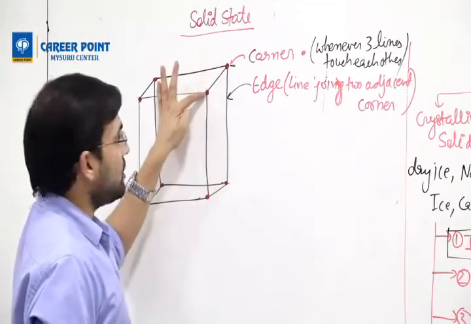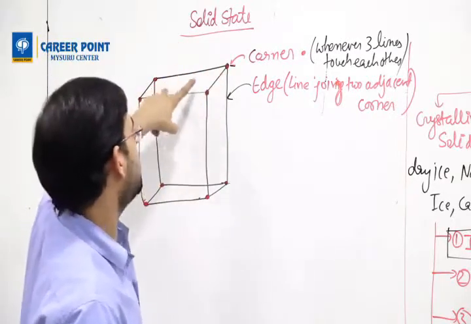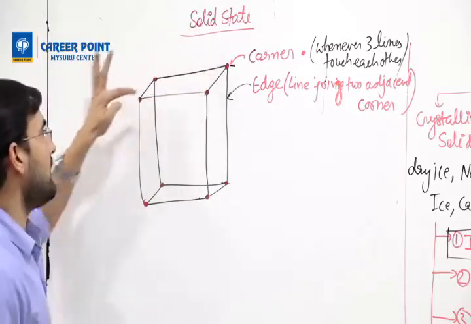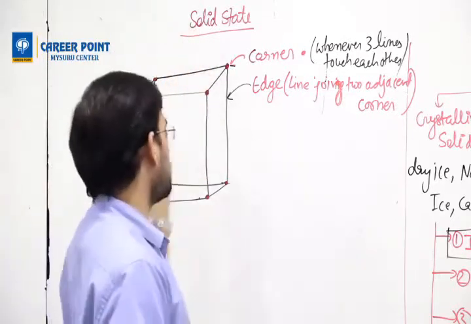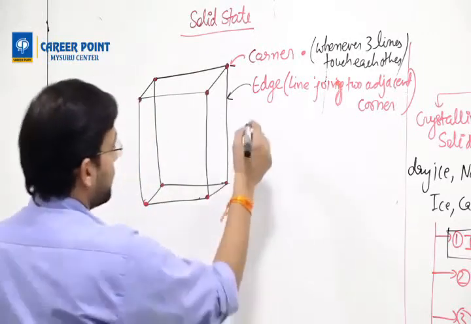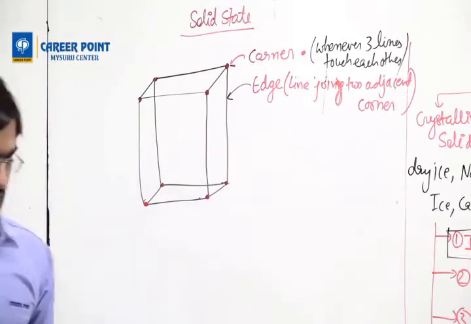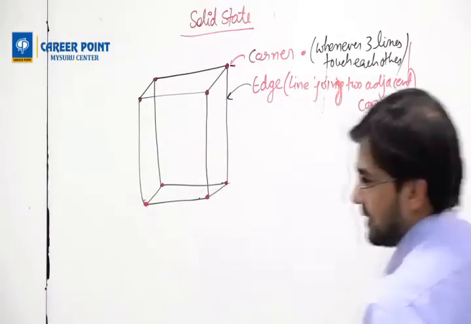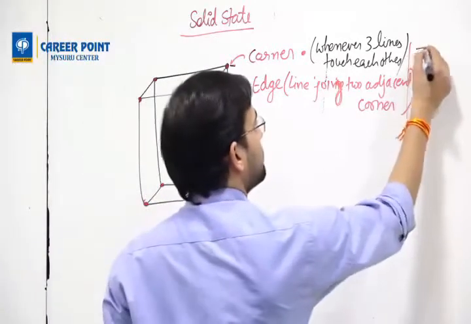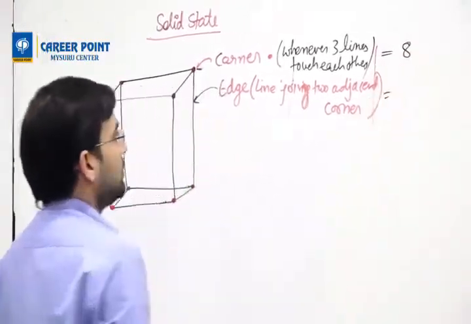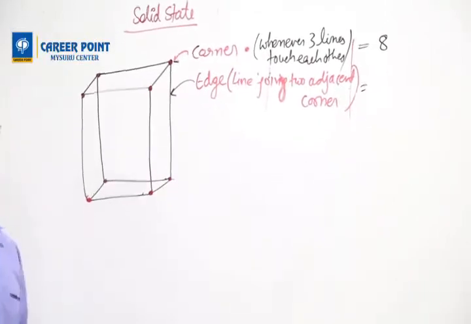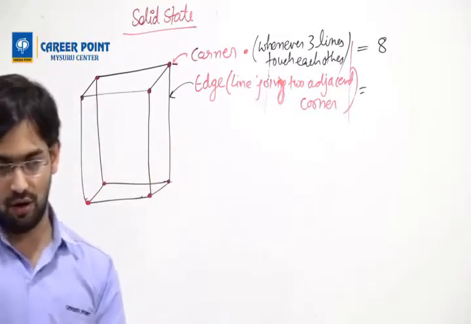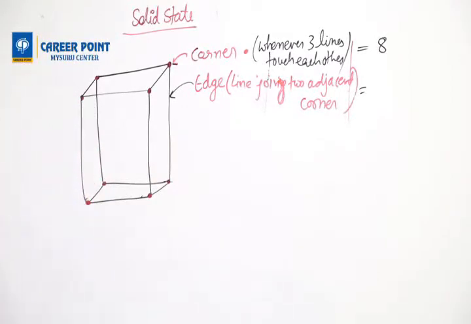This is also an edge because it joins adjacent corners. This is also an edge. This corner is not the adjacent corner, so that is not an edge. So corner, edge. One more thing, write their numbers also. Corners are 8. Now you tell me how many edges. Corners are 8. How many edges? Write in the chat box. How many edges can you count?